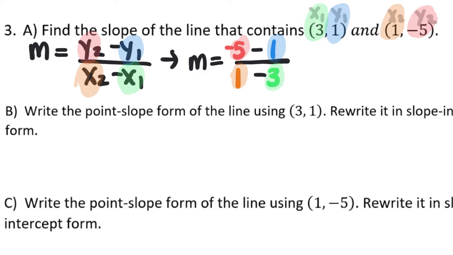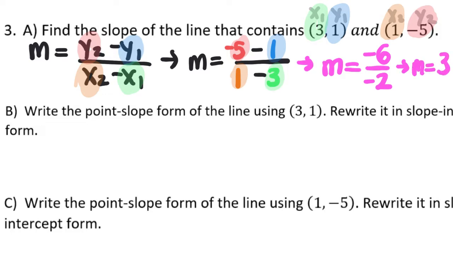Now if I simplify from here, I first need to check, okay, I'm just subtracting both numbers, so everything is fine. Now if I combine, the negative 5 minus 1 becomes negative 6. 1 minus 3 is negative 2. And then the last thing we want to do is simplify. Now in this case, it becomes a whole number, and the negative 6 divided by negative 2 gives us a slope of 3.